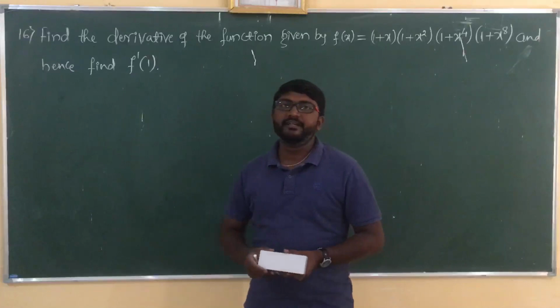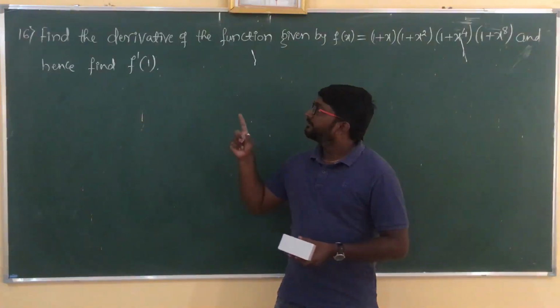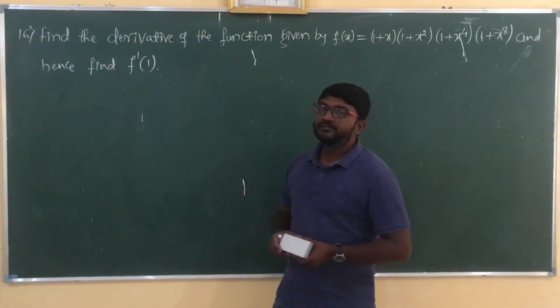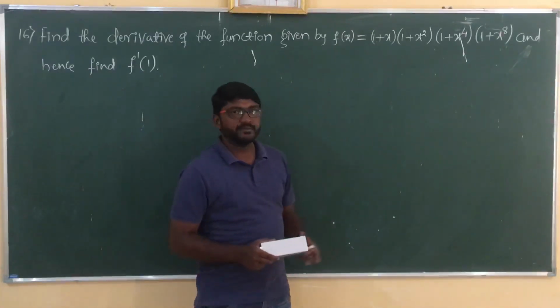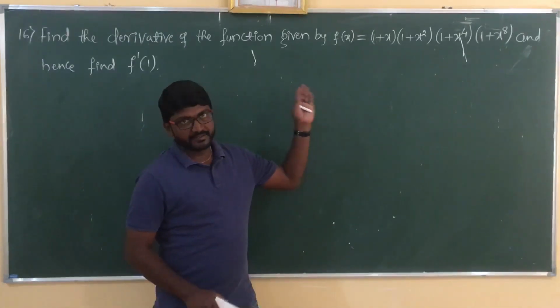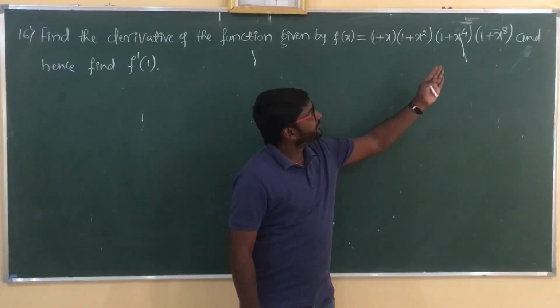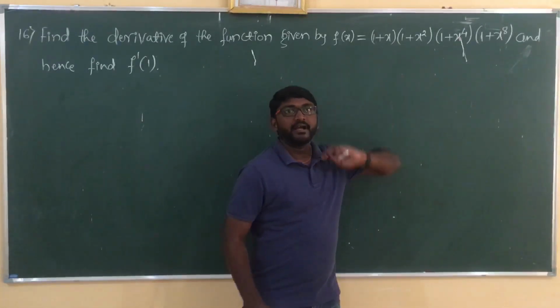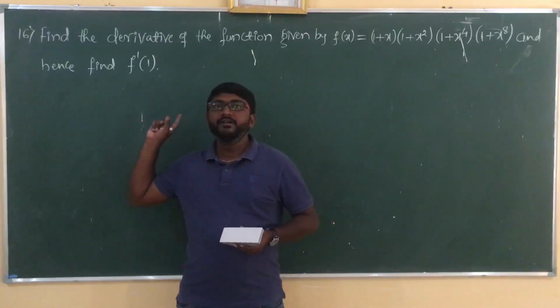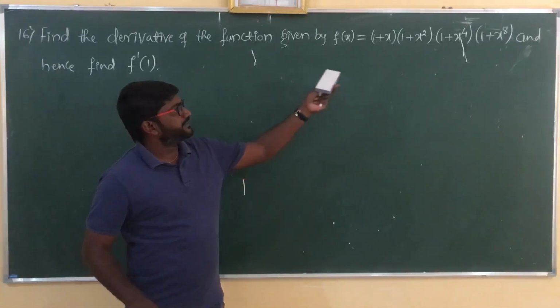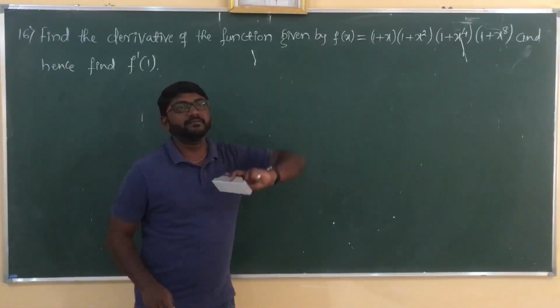So now let us continue with the 16th problem. Find the derivative of the function given by f of x which is equal to (1 plus x) into (1 plus x square) into (1 plus x to the power 4) into (1 plus x to the power 8) and hence find f dash of 1. So first we will find f dash of x and then we will go for f dash of 1.